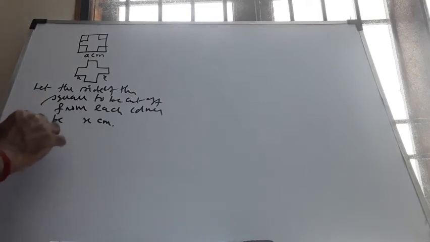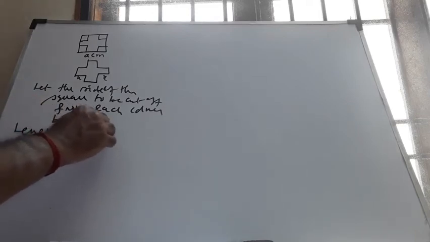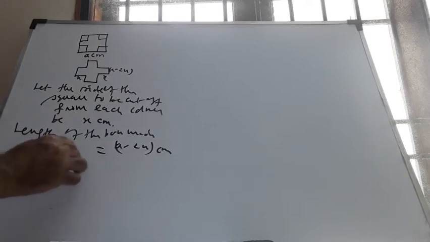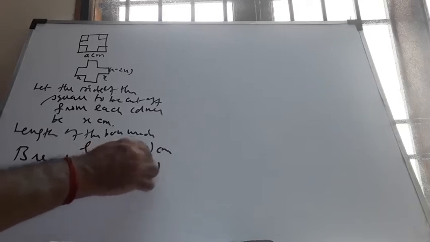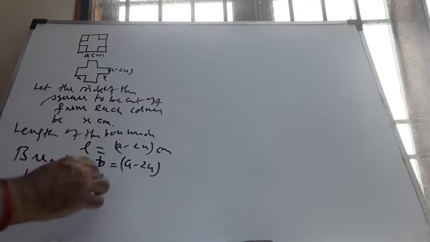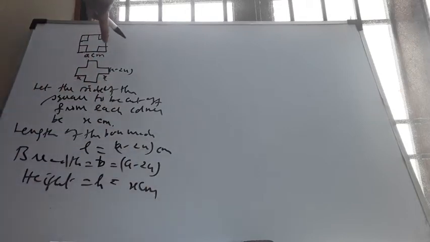Therefore, the length of the box made is equal to a minus 2x centimeters. I take 1x here, 1x here, therefore this will be a minus 2x. In both places, I'll get the same thing. Then the breadth, let us say this is L, this is B, is equal to a minus 2x again. Then height h is equal to x centimeters. This portion is folded up, therefore I'll get it to be x centimeters.